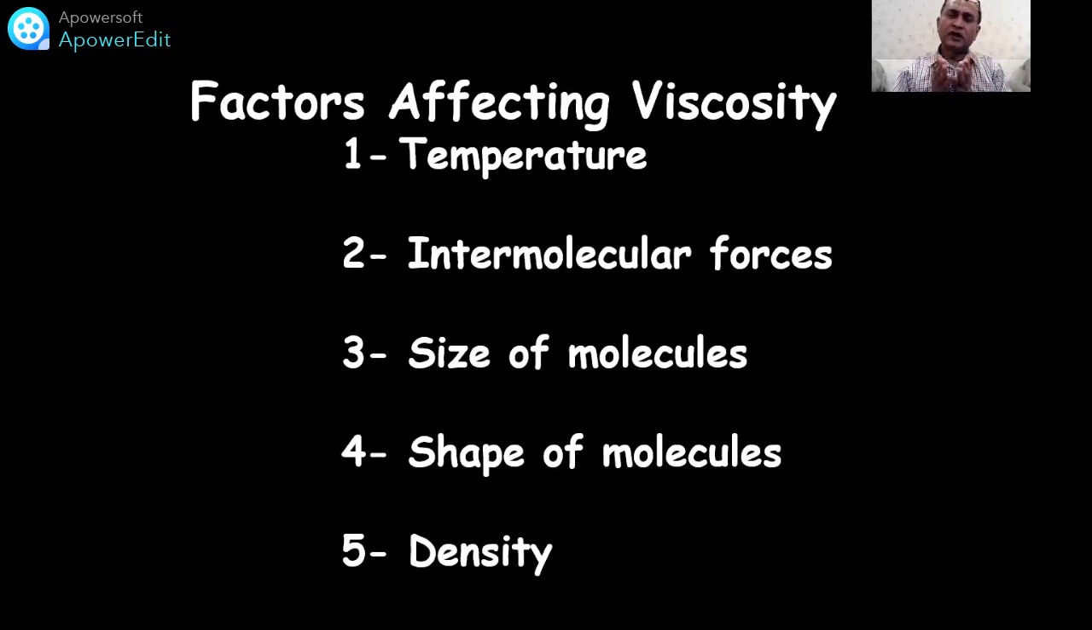Density means how dense a liquid is. Suppose you have water in one beaker, and in another beaker you took water but added 5 or 10 spoons of sugar to it. Obviously the sugar-added water is more viscous. Why? Because its density is high. It has become a high-density liquid. So having high density, more viscosity. Having less density, less viscosity. Clear?